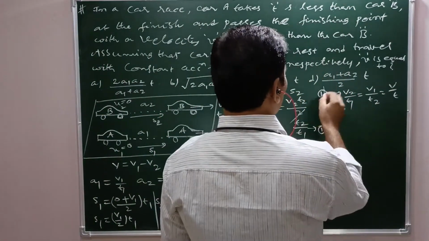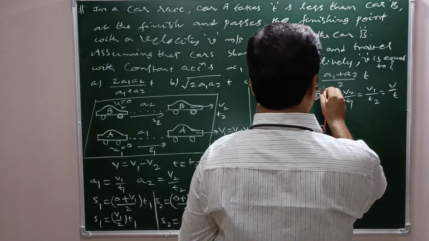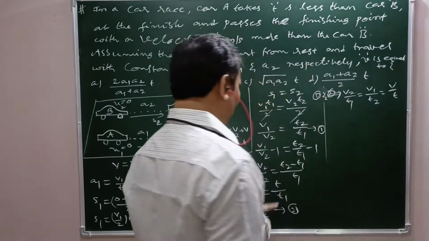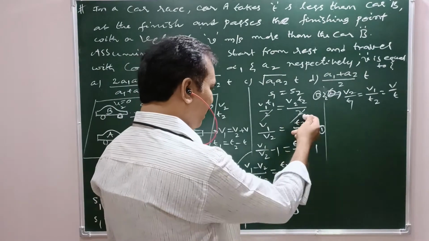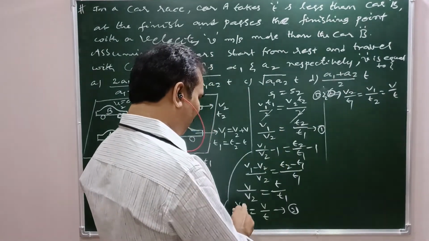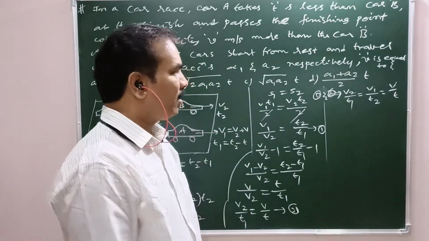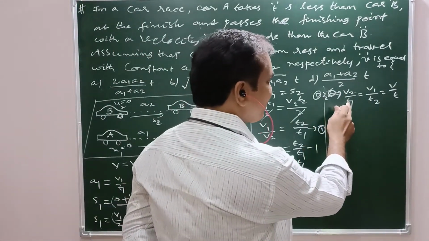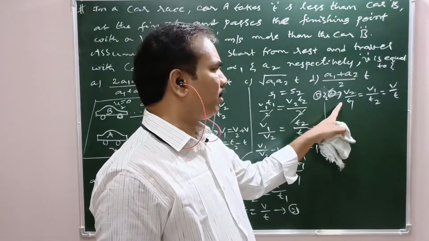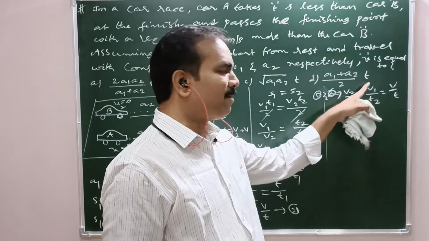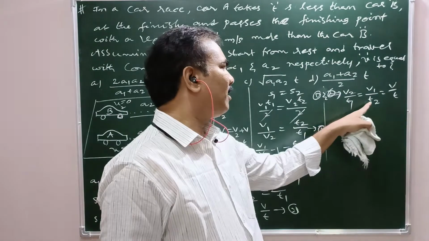So from 1 and 2, V2 by T1 equals V1 by T2, and again V2 by T1 means V by T. So all the three are same. Of course, if T2 is there somewhere here, V2 by T2 would be A2. If T1 is there somewhere here, V1 by T1 would be A1. But here T1 is there, here T2 is there.